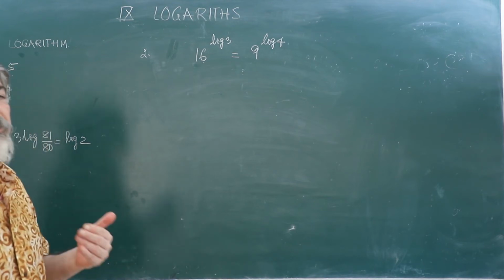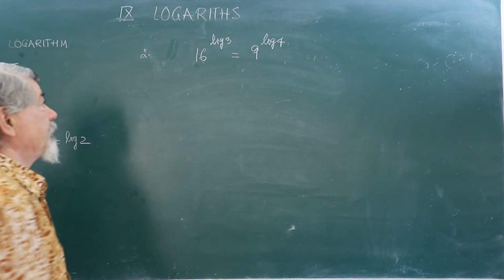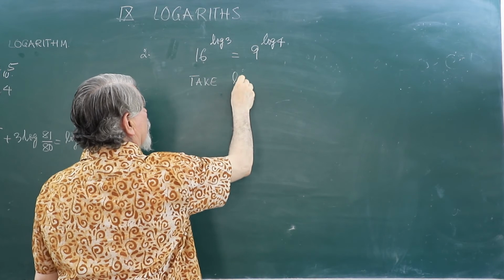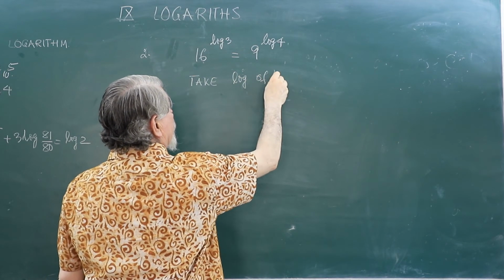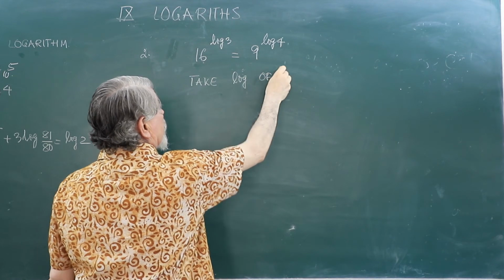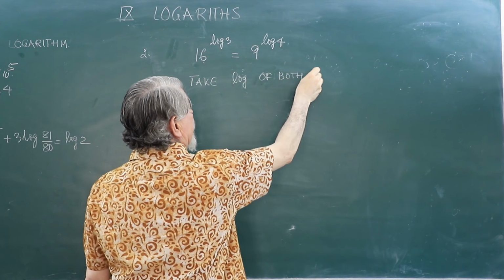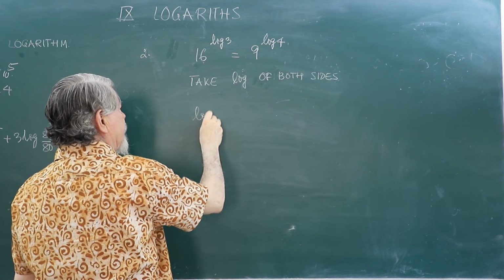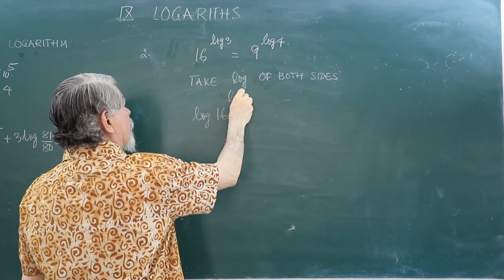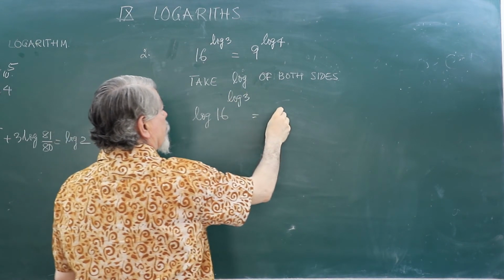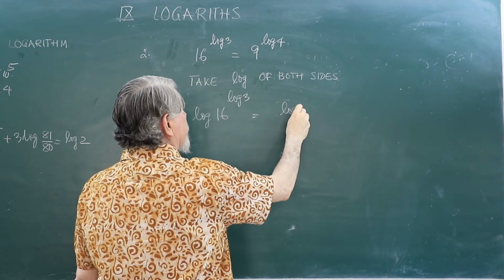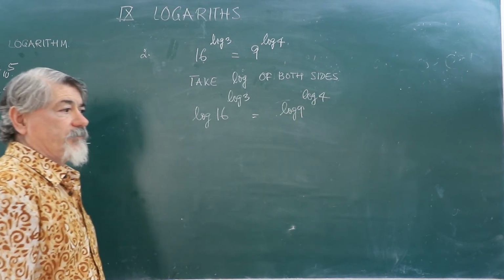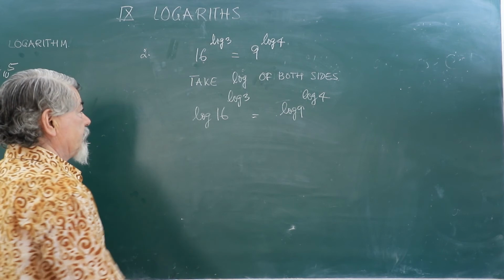What am I going to do? I am going to take logarithm of both the sides. Take the log of both sides. It will become log 16 to the power log 3 is equal to log 9 to the power log 4. There is no base given, that means common logarithm is there, that is log base is 10.